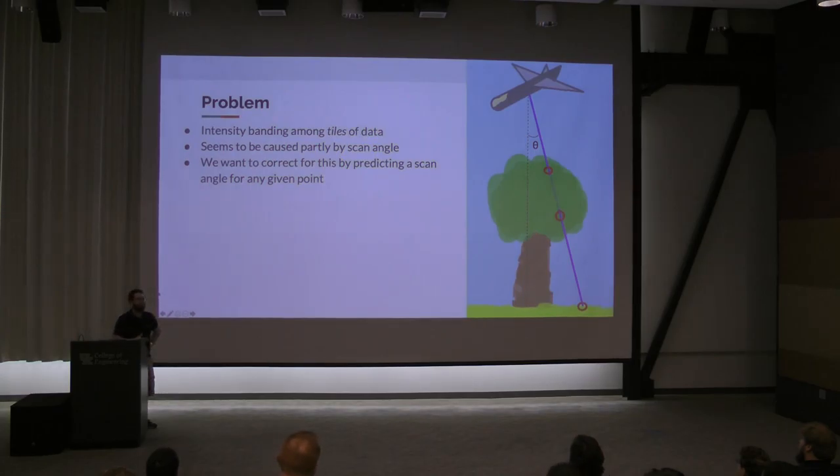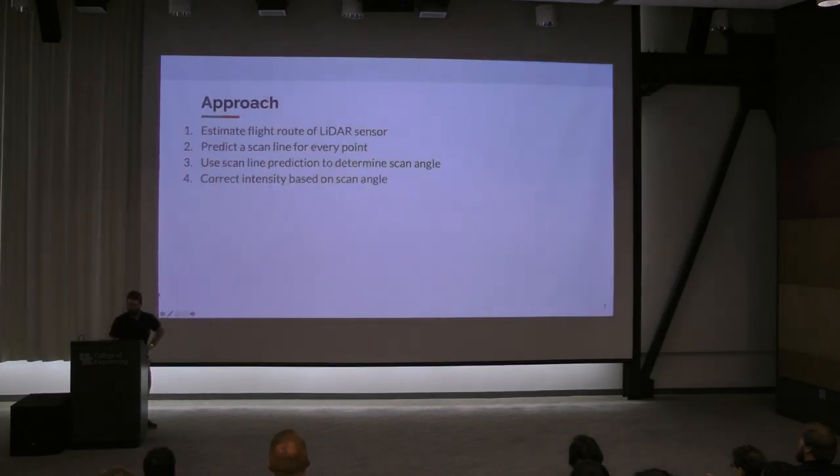And so then once you estimate the scan angles, you might be able to do some sort of regression to figure out the position of the plane. And then finally, that should help with correcting the intensity values that were captured along the flight route. So our overview of the approach we were taking is to estimate the flight route of the LiDAR sensor and then predict a scan line for every point, because not every point has multiple returns.